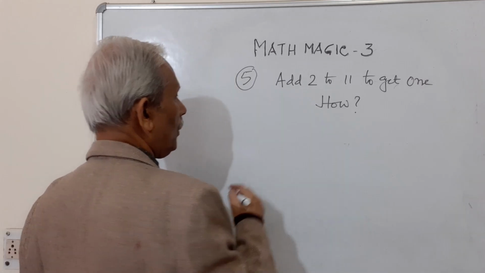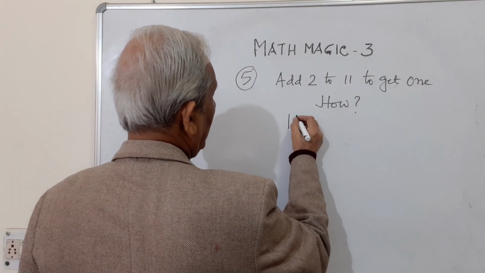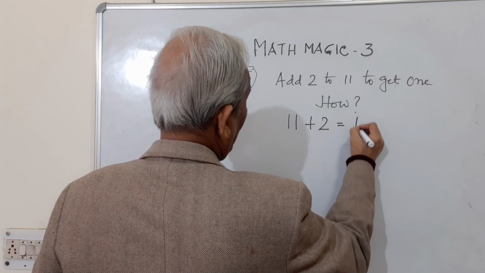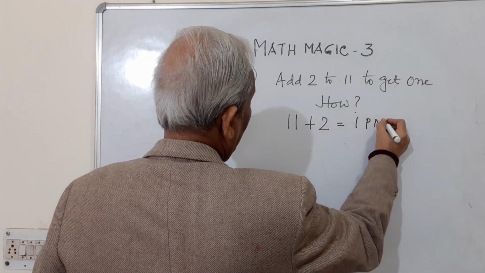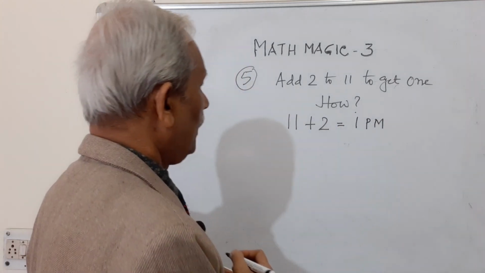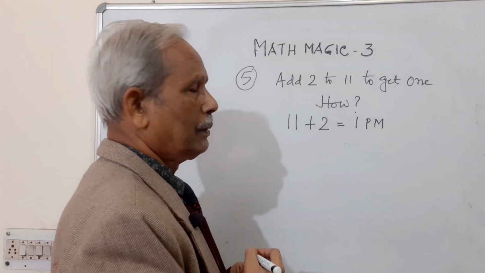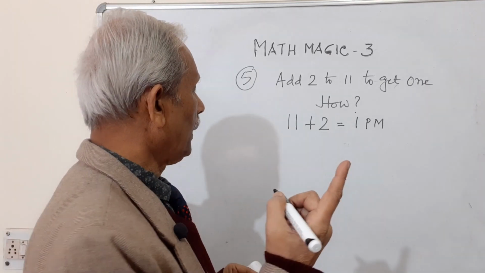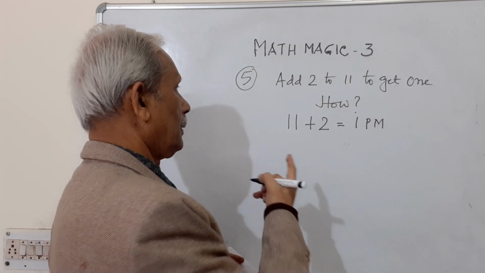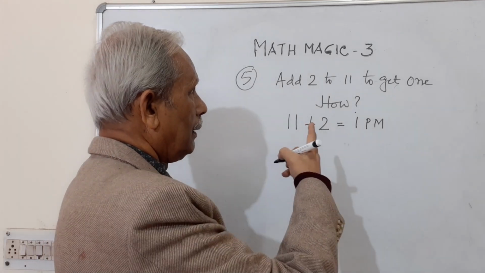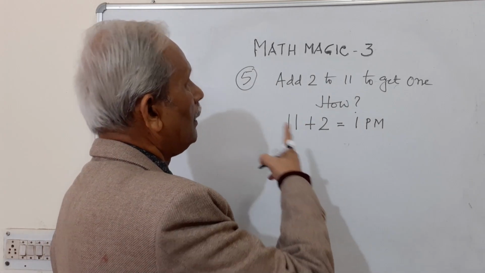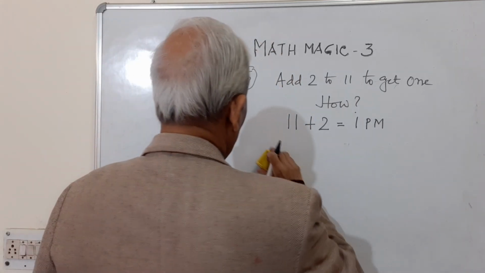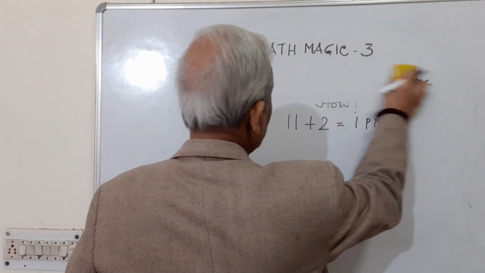Yes, I hope by now you have seen it. You can make 11 plus 2 equal to 1 p.m. If you add 11 hours plus 2 hours, you will get 1 p.m. Right? You can get 1 p.m., and that is how we can get 1 by adding 2 to 11. Well, let us have the next question.